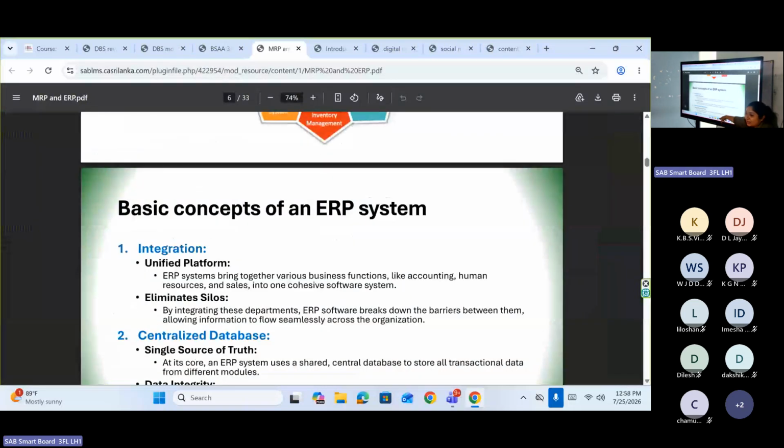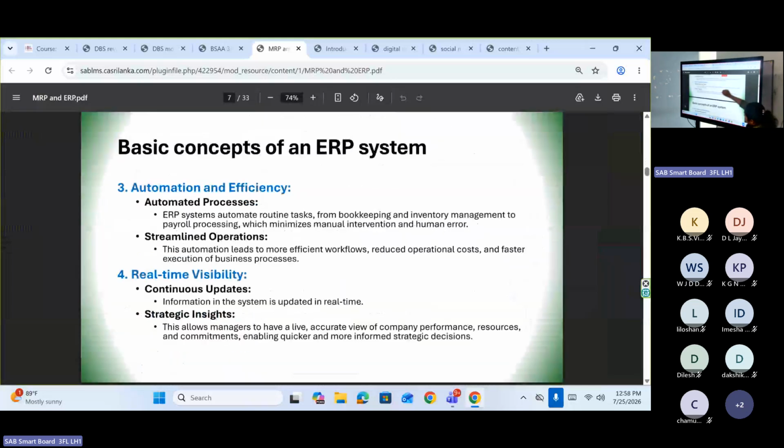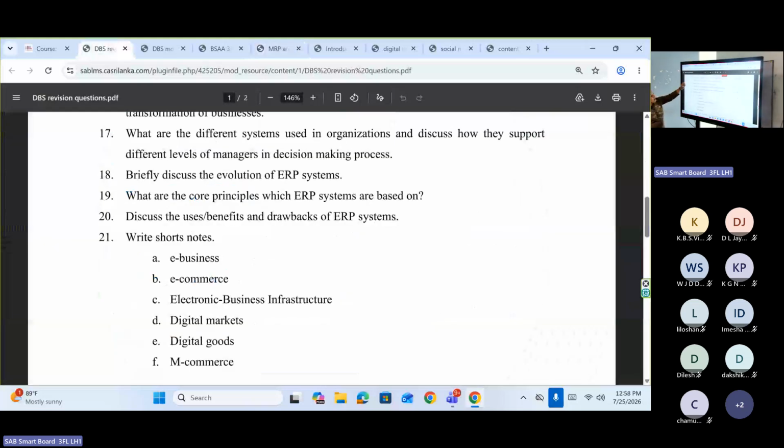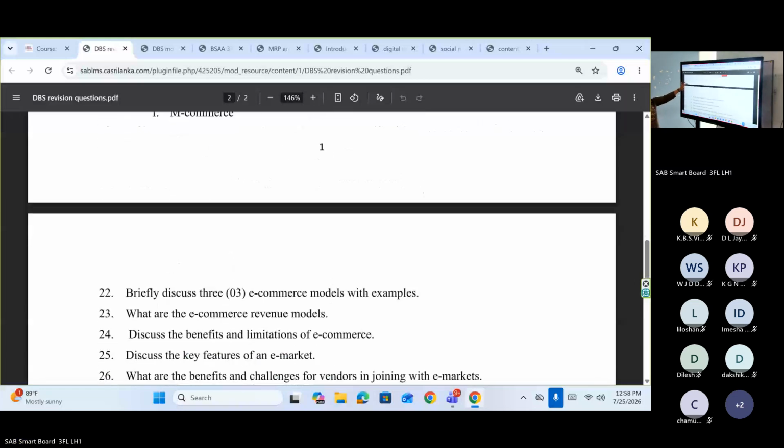Integration, centralized database, over the modular system making data integration, automation and efficiency. Those are the concepts. Real-time visibility. I mean the answer for this question. Core principles of ERP systems. Question number 90. And benefits and drawbacks. You can write an answer for that one.